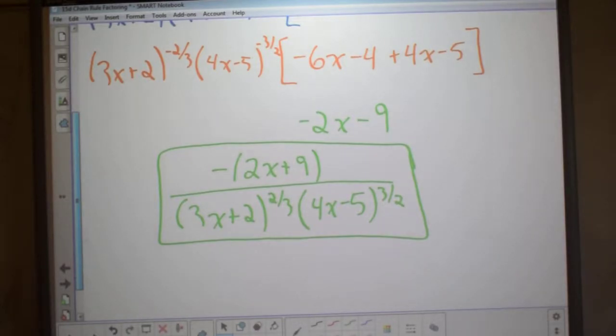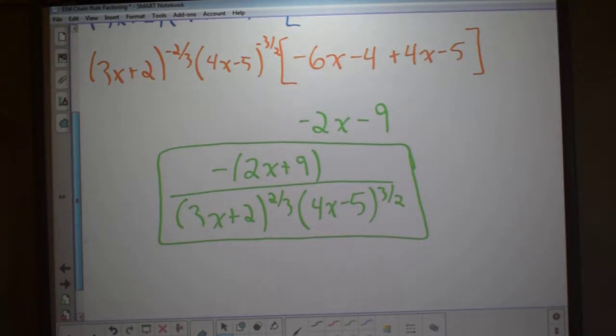I have no fractions inside of my binomials. They're all integers inside the binomials. I have no negative powers, and I have nothing else I can pull out. I have factored that completely.